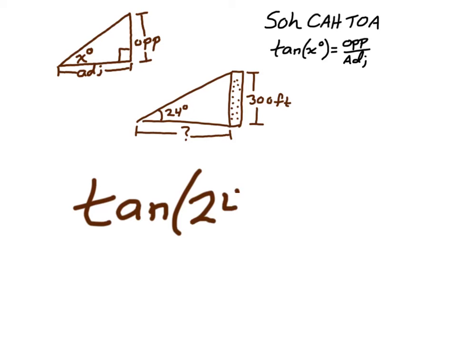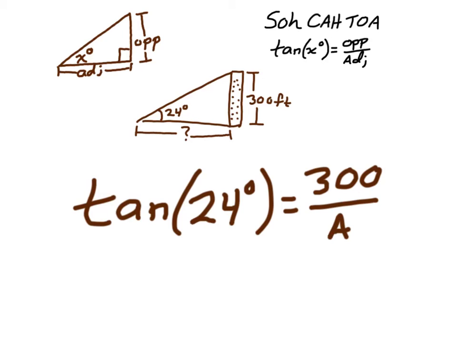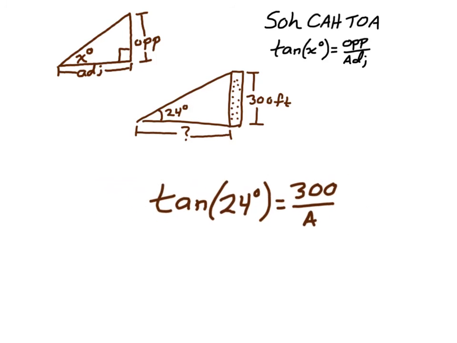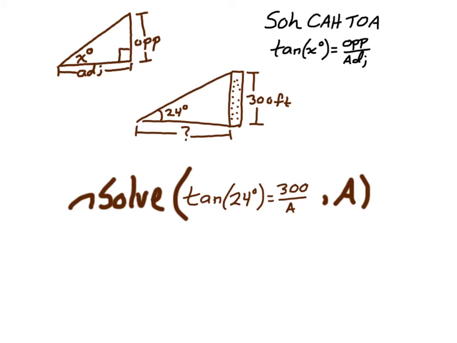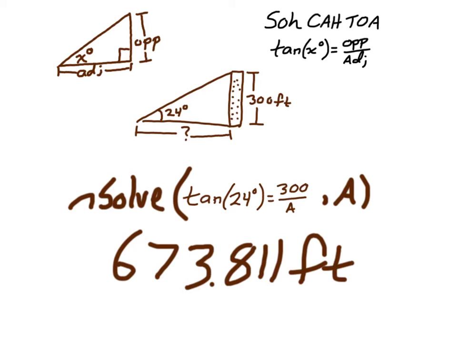Tangent of 24 degrees is equal to 300 divided by the adjacent. I'll use the letter A, and of course we're going to go ahead and shrink this down. I'm going to press pause, and I'm going to NSolve this whole thing. Okay, so you see here I went ahead and did NSolve tangent. I didn't forget my degree symbol over A. A is the variable in this equation, so I need a comma A, which of course gave me the whopping grand total of, I am how far from the building? I am 673.811 feet away from the building.